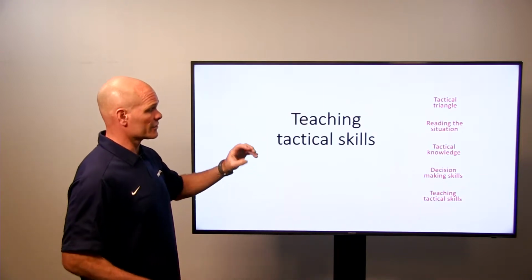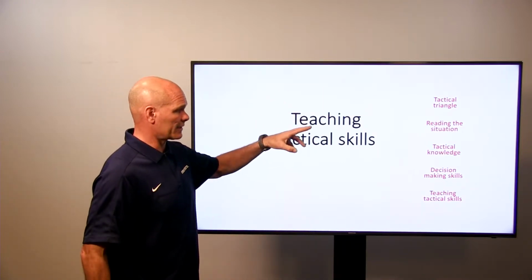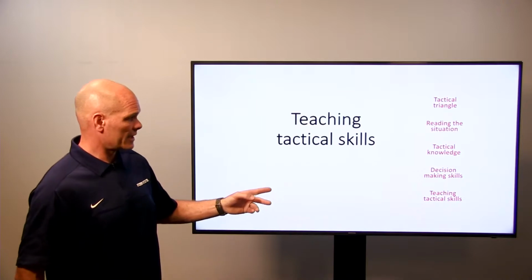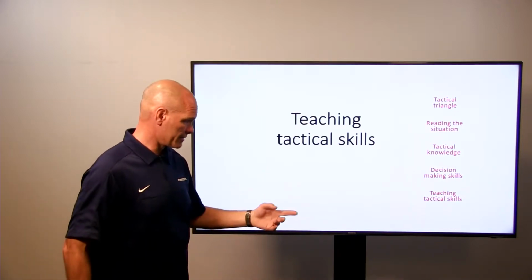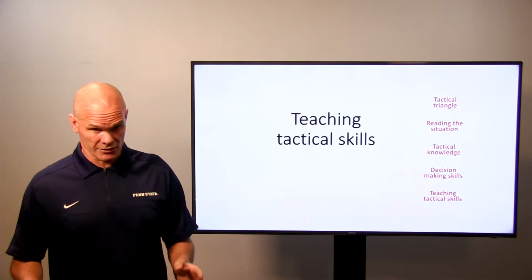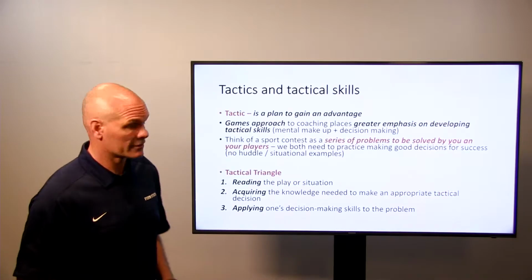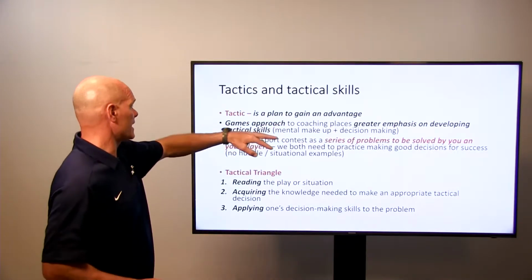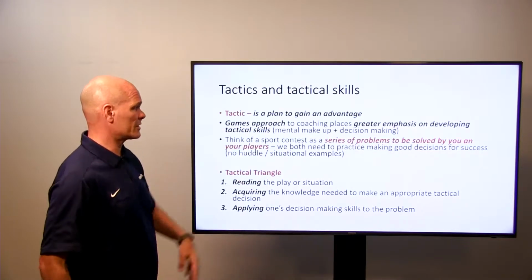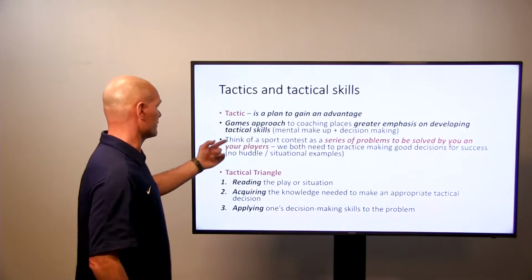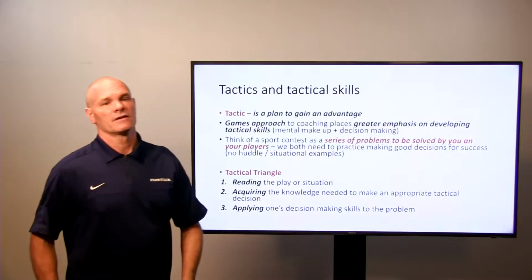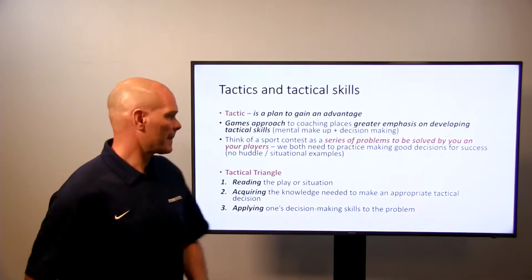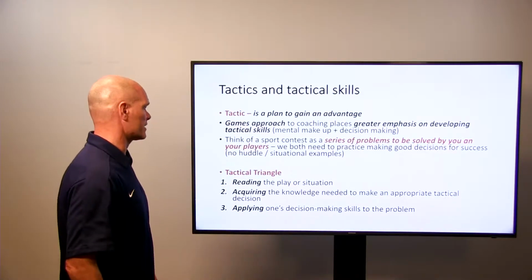Going on to technical skills, we're going to talk about what's called the tactical triangle: reading the situation, some knowledge to it, decision making, and then teaching those technical or tactical skills. So first, tactics: it's a plan to gain advantage. But we're talking about a games approach here, so there's greater emphasis on developing tactical skills while you're in a game environment, because that's why there's that 80% focus now.